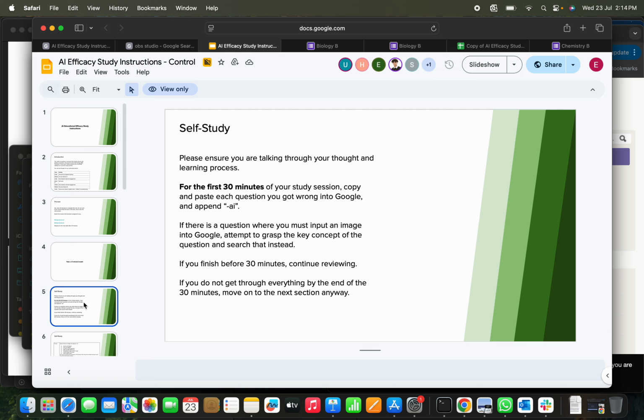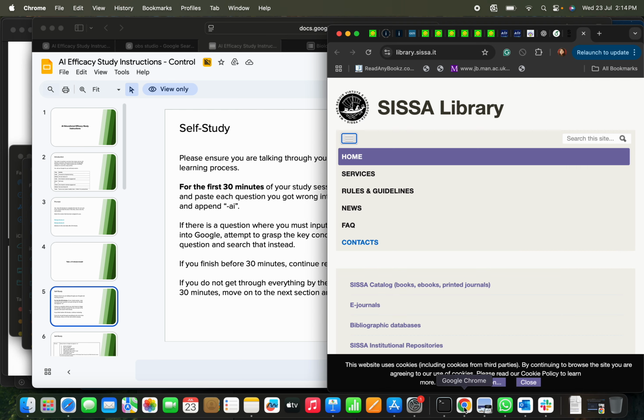So now comes the self-study part. Please ensure you're talking through your thought and learning process. For the first 30 minutes of your study session, copy and paste each question you got wrong, that's most of the questions, into Google and append -AI. There is a question where you must input an image; attempt to grasp the key concept of the question and search that instead. So I don't have to insert any image. If you finish before 30 minutes, continue reviewing. If you do not get through everything by the end of 30 minutes, move on to the next section anyway. Alright, so let's start a timer for 30 minutes.